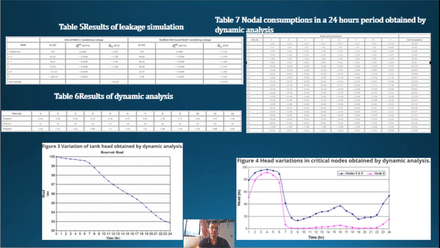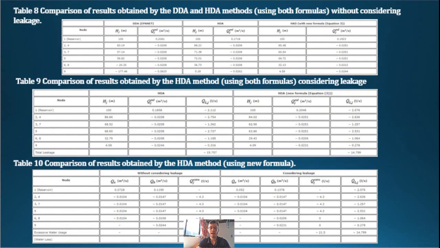Impact of the new proposed head-discharge formula on HDA. In Tables 8 and 9, the results of using the new proposed head-discharge formula in comparison with the DDA and the ordinary HDA with the Wagner formula are presented in the two cases of with and without leakage. The table shows an increase in the total flow of the reservoir while using the new formula. It is a result of head values between H required and H minimum in the new formula.